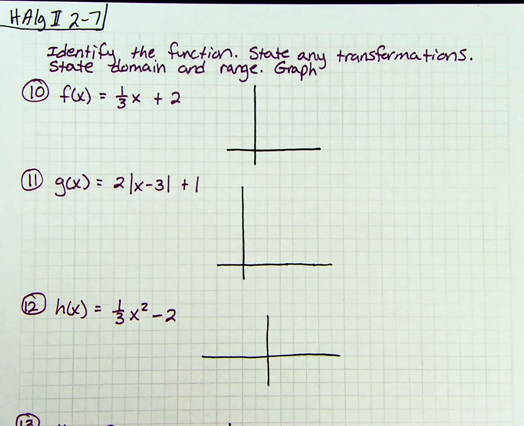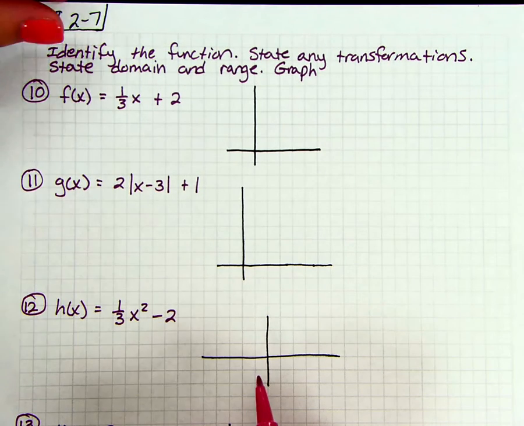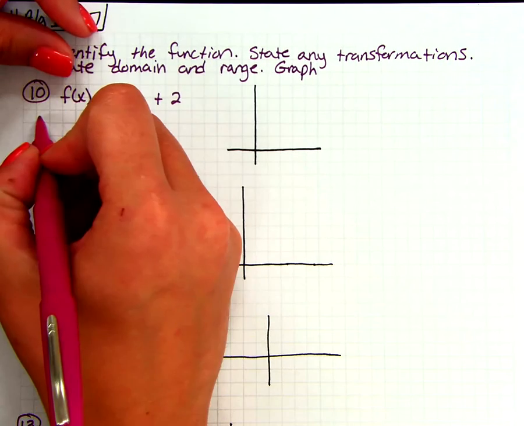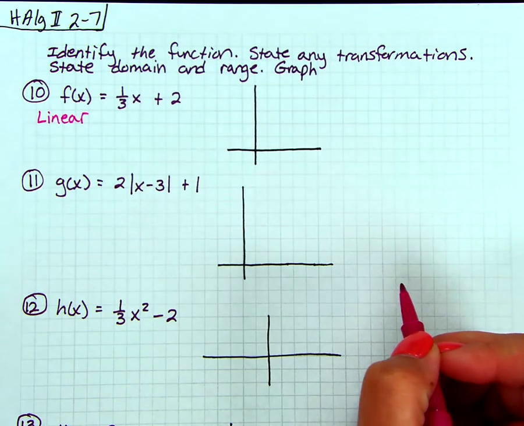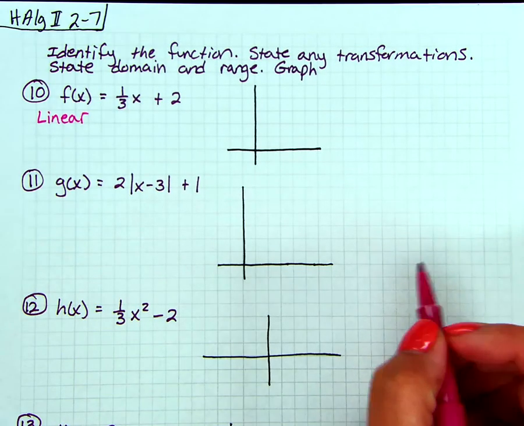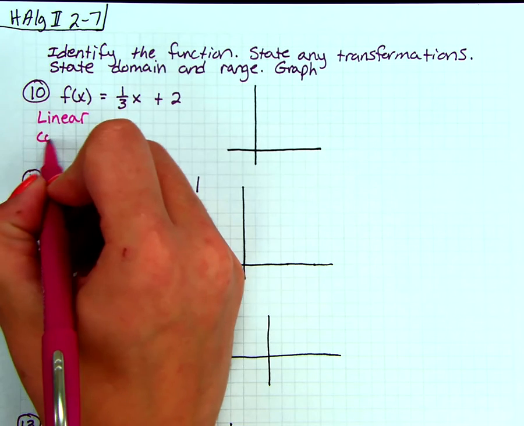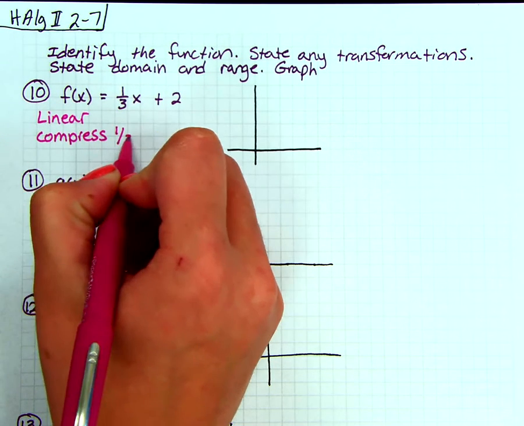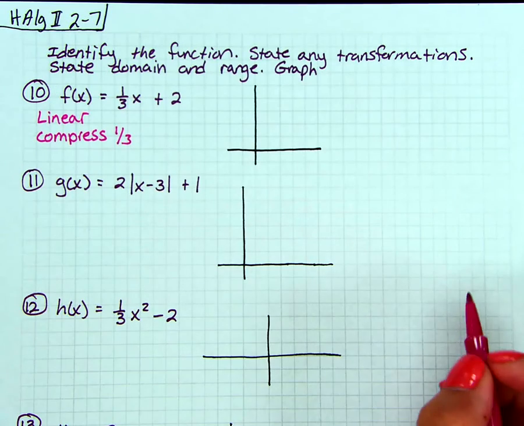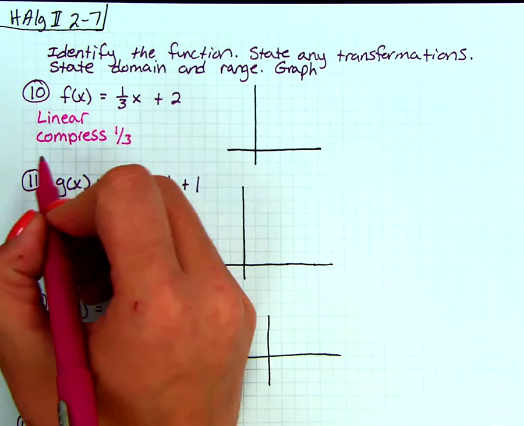All right, so for 10, since there's no squared, no absolute value, this will be a linear function. The transformations, we have a compression by 1/3. So that means when I graph this, I'm going to expect it to be flatter than it normally would be. And then we went up 2.